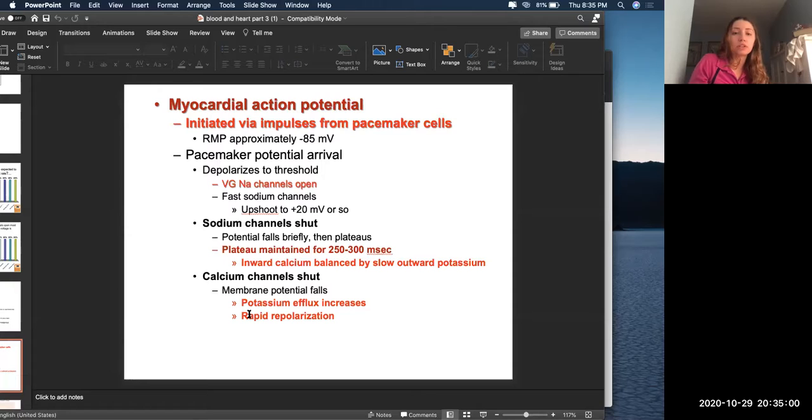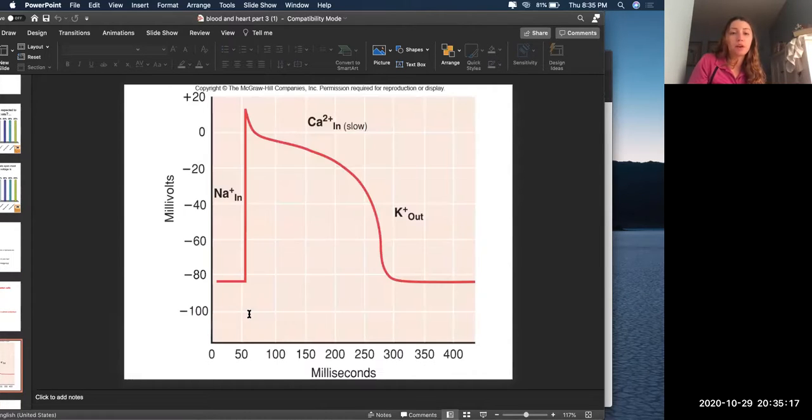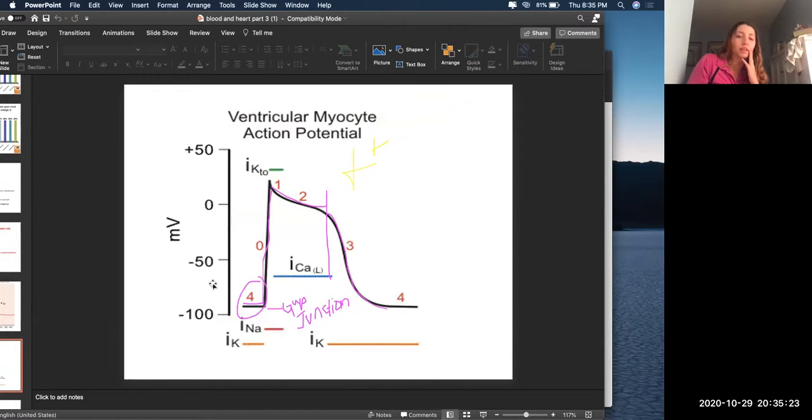Okay, so this is talking about the myocardial action potential, I'm talking about the contractile cells. So how do they depolarize and how do they fire action potentials so that the cells can contract, or the muscles can contract. Okay, so this is, I don't like that graph, but I guess I'm gonna have to use it. Okay, I like this one, I guess.